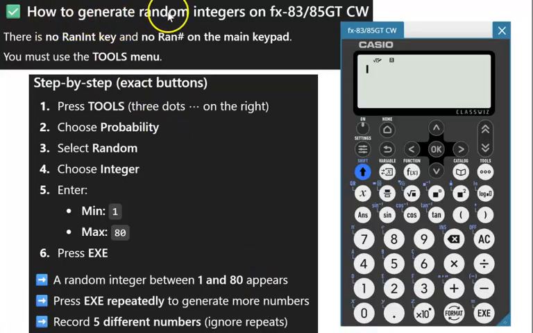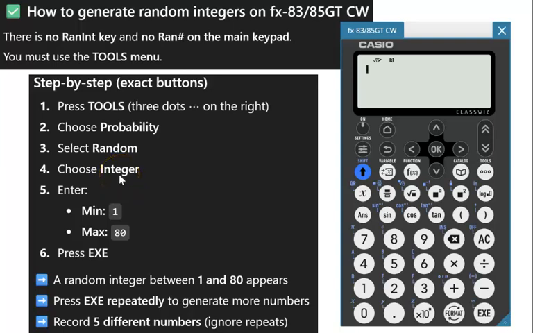How to generate random integers on the FX83/85 GTCW calculator. So this is the new model of the Casio scientific calculators that most schools are using in Ireland. So there is no RAN int key, like there was in the old calculators, no RAN hashtag either. So this is how we access the random number generator. So we have to use the Tools menu. So press Tools, that's the 3 dots on the right. So you press this button here, Tools. Choose Probability. Select Random. Choose Integer.